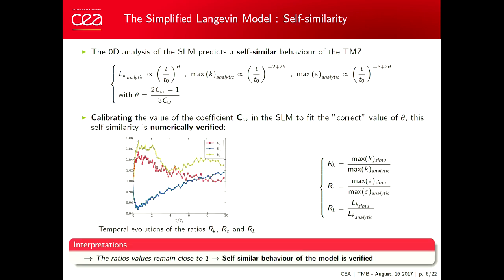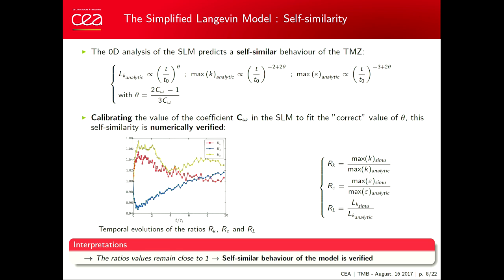So now that we settled the basis of the simplified Langevin model, we wanted to focus on its properties when applied to a Richtmyer-Meshkov flow. First of all, the 0D analysis of this model predicts self-similar behavior for our TMZ. Once again, we will have the evolutions of turbulent quantities given by power laws. This is the case for the width of the TMZ, the maximum of the kinetic energy and of the dissipation.